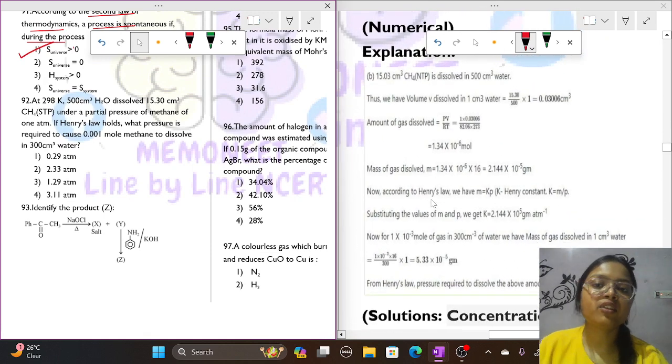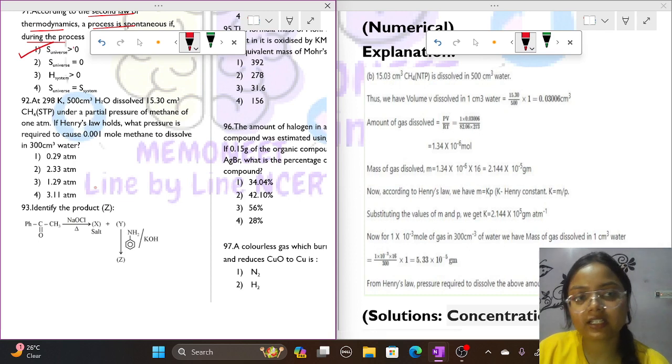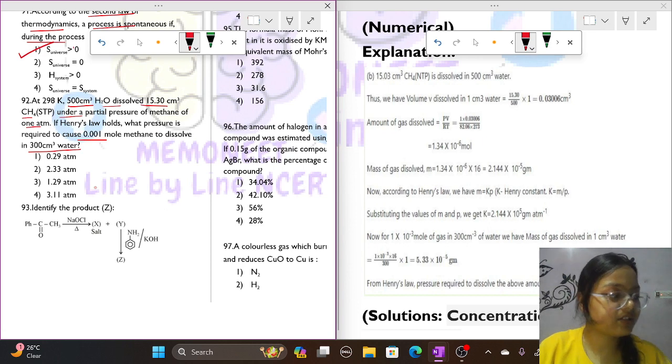Question number 92. At 298 Kelvin, it is a numerical type question. At 298 Kelvin, 500 centimeter cube of H2O dissolves 15.30 centimeter cube of CH4 under a partial pressure of methane of 1 atm. If Henry's law holds, what pressure is required to cause 0.001 mole of methane to dissolve in 300 centimeter cube of water? So this is the question.